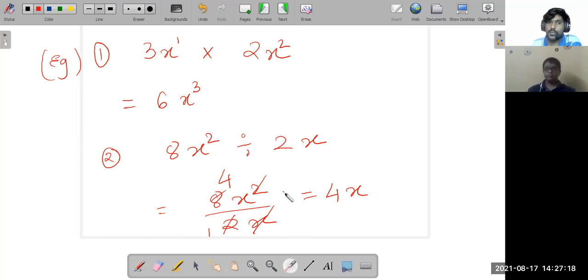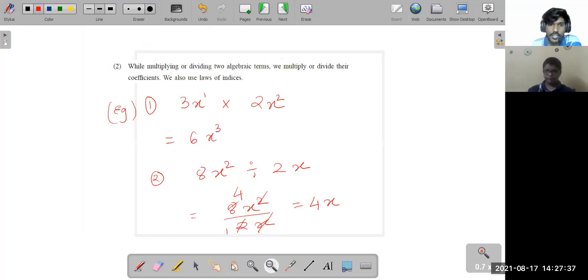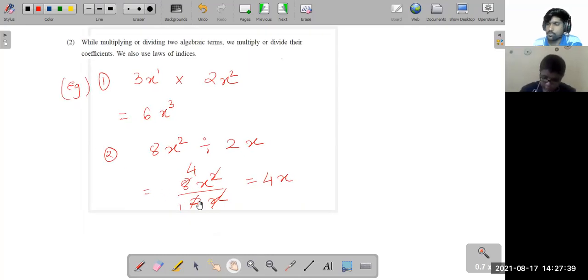So keep in mind when you are multiplying or dividing, it is not necessary that they have to be like terms. You can directly multiply the coefficients and multiply the variable, and you can directly divide the coefficients and cancel the variable. Clear? Write down the second point and this example also.